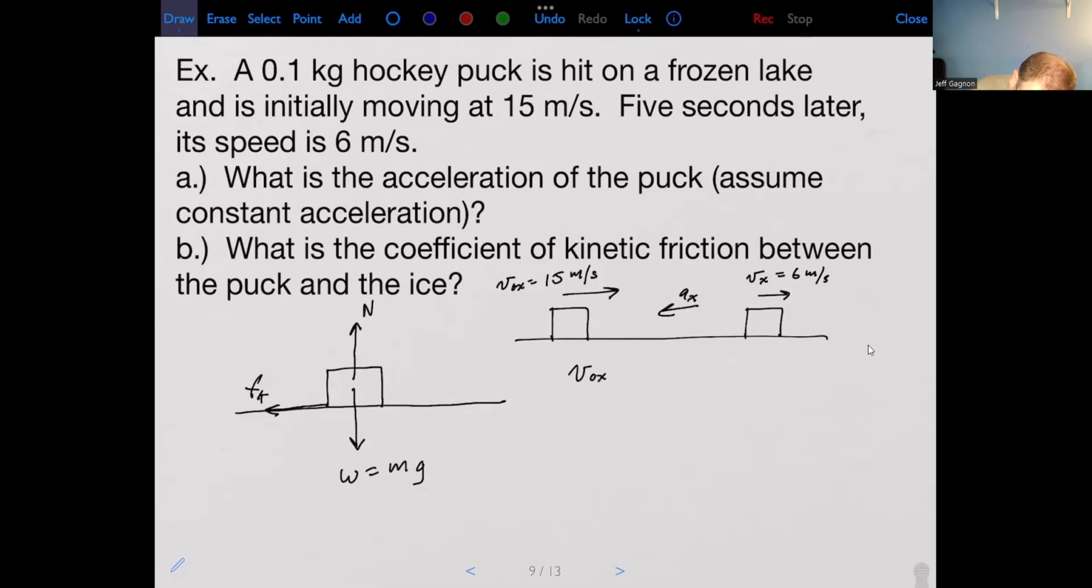Okay, so here's where we have to use kinematics. I know v_0x is 15. I know v_x final is 6. I know the time, delta t, was 5 seconds. And I'm looking for a_x. So again, it looks like we can use this first equation: v_x is v_0x plus a_x delta t.